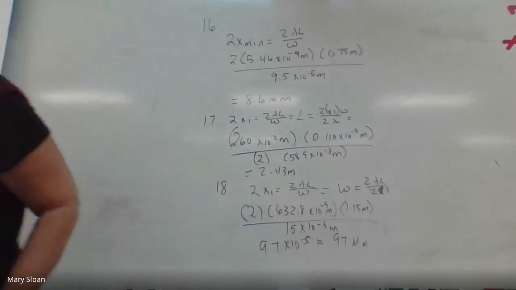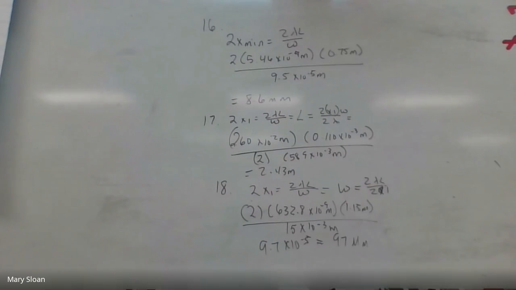We'll do 16 first. I am on page number 534. It says a monochromatic green light with a wavelength of 546 nanometers shines on a single slit width of 0.095 millimeters. I'm changing mine to scientific notation, and it says the screen is located at 75 centimeters, so I changed it to 0.75 meters. So I'm doing 2 times lambda times the length divided by the width, and that gives me 8.6 millimeters.